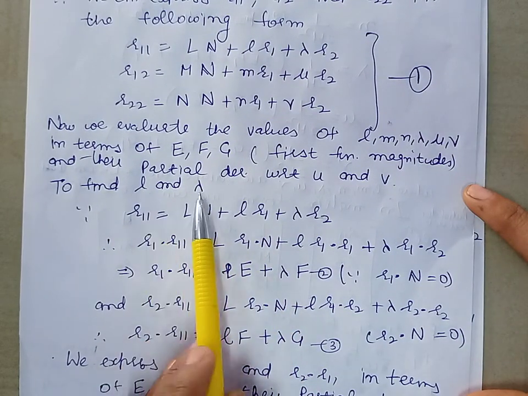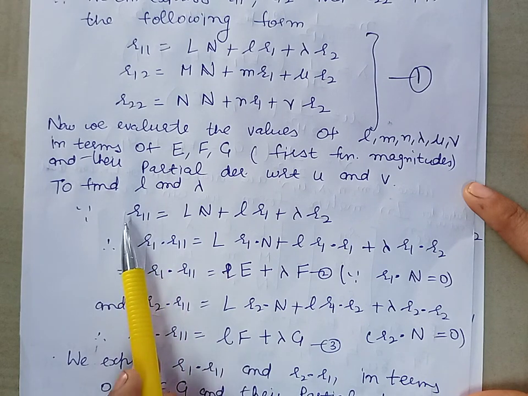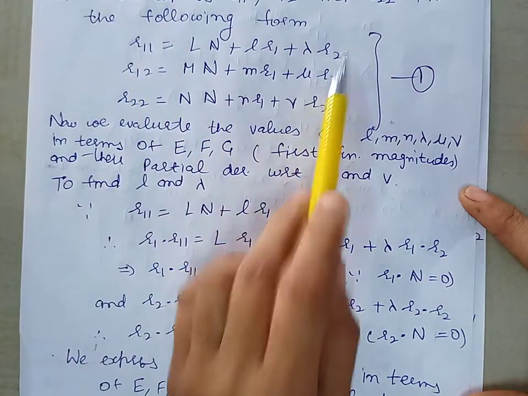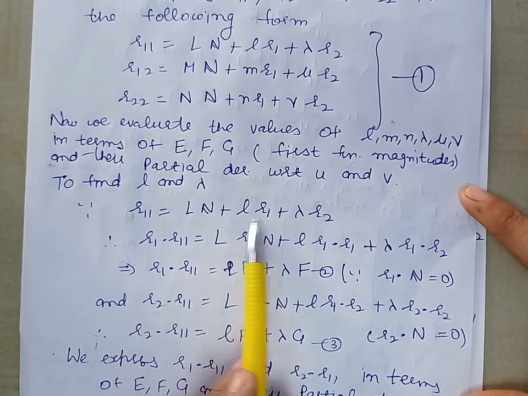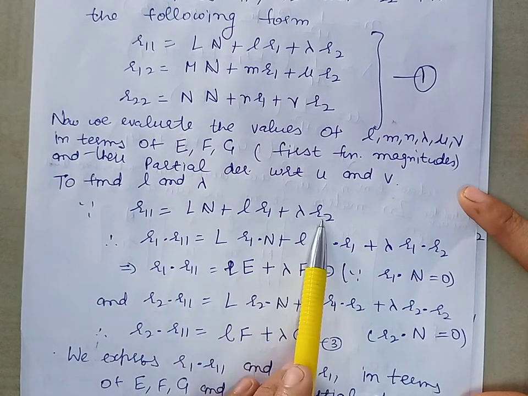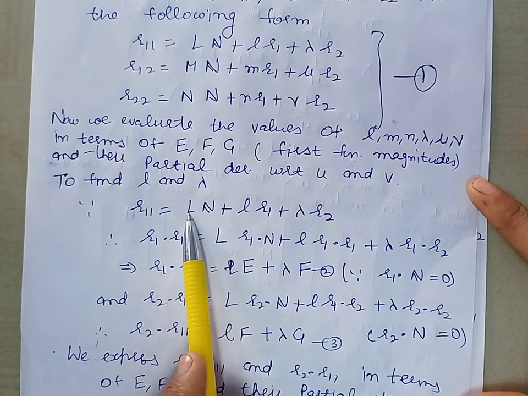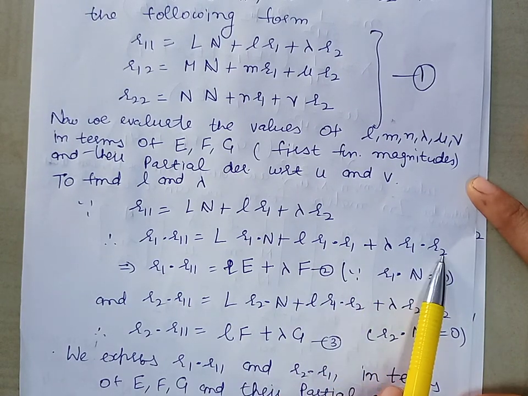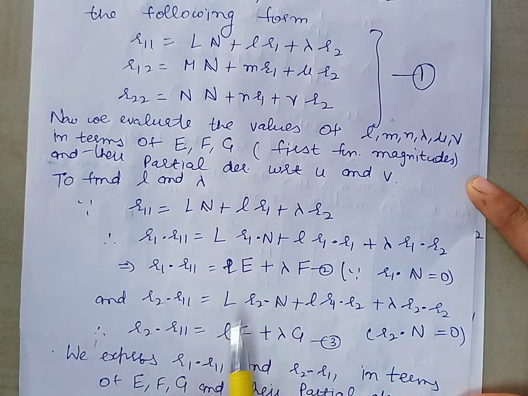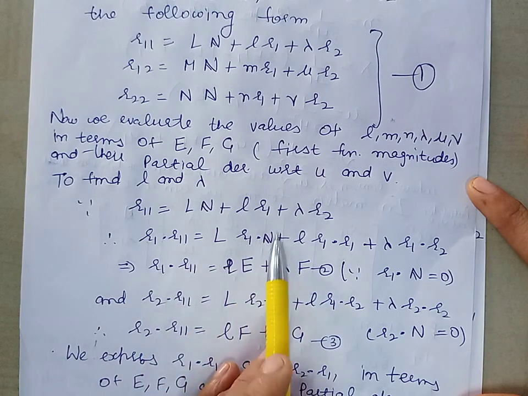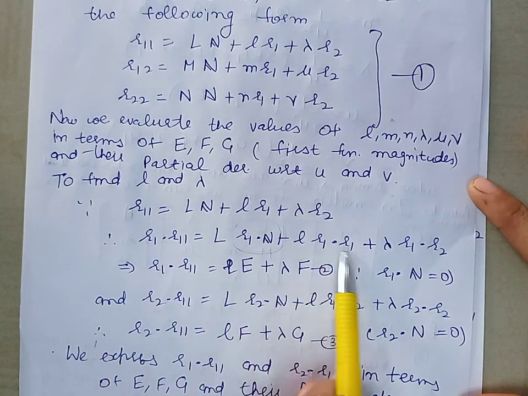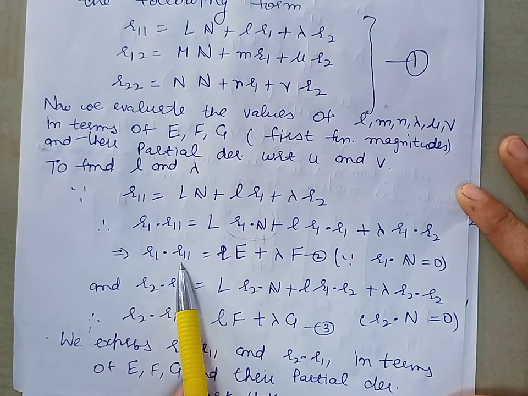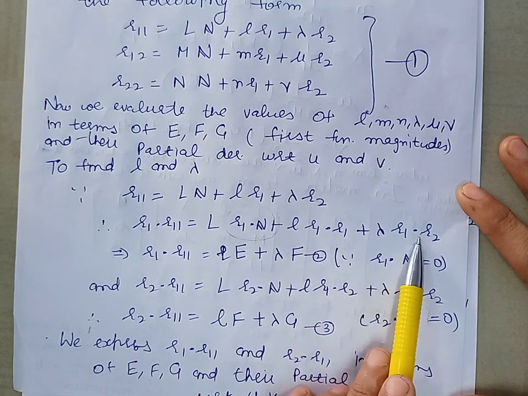So firstly, to find L and lambda, we will take the dot product of this equation 1 with the vectors r1 and r2 respectively. Now this equation is r11 is equal to ln plus l r1 plus lambda r2. Taking dot product with r1 on both sides, this will become r1 dot r11, this will become l into r1 dot n plus l into r1 dot r1 plus lambda into r1 dot r2. Now because r1 is a tangential vector to the surface and n is the normal unit vector to the surface, r1 dot n will become 0, r1 dot r1 is E, r1 dot r2 is F. So this equation will become r1 dot r11 is equal to L into E plus lambda into F.